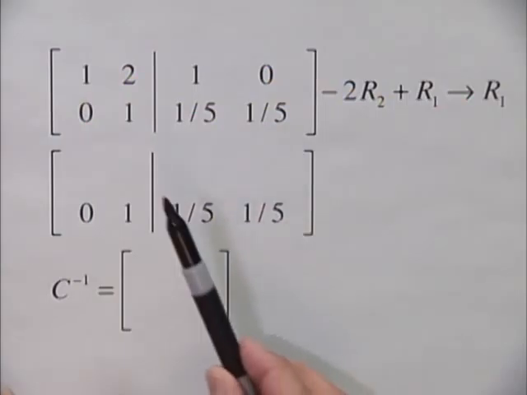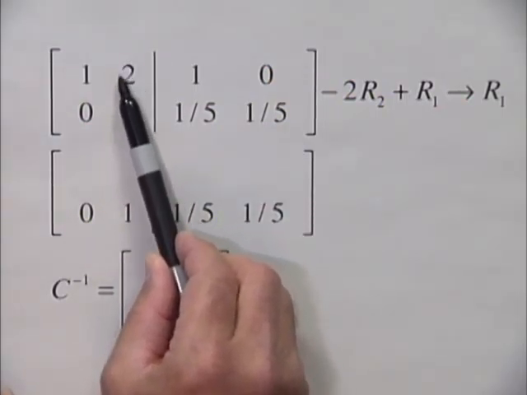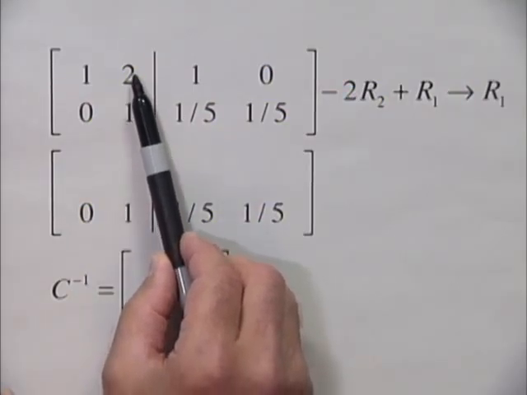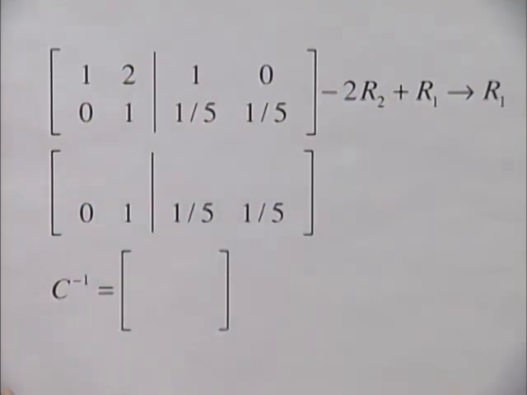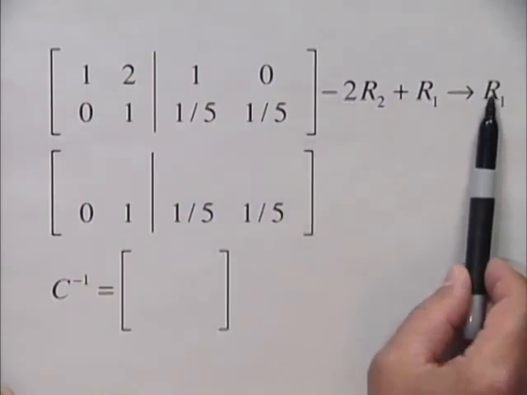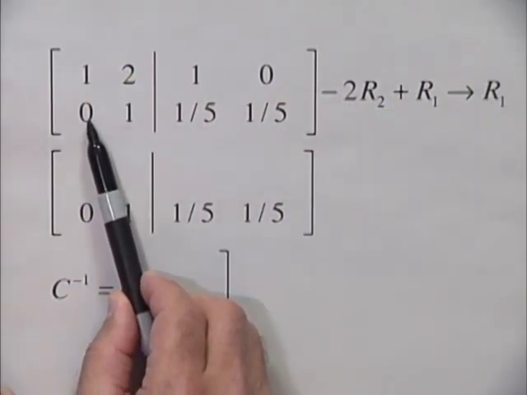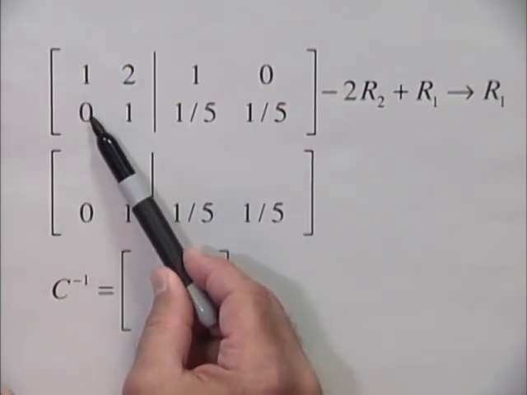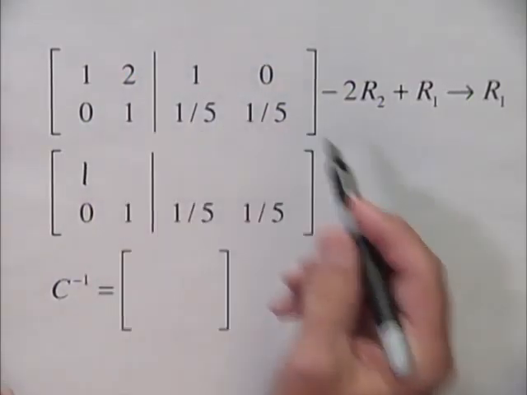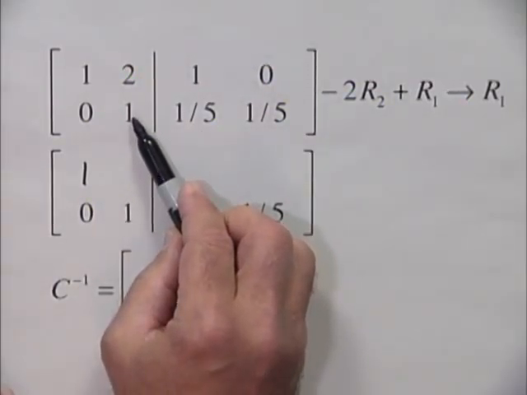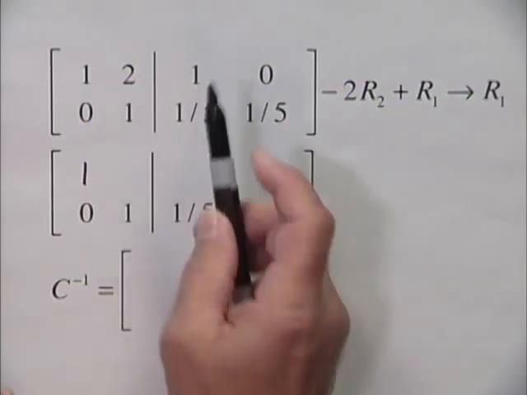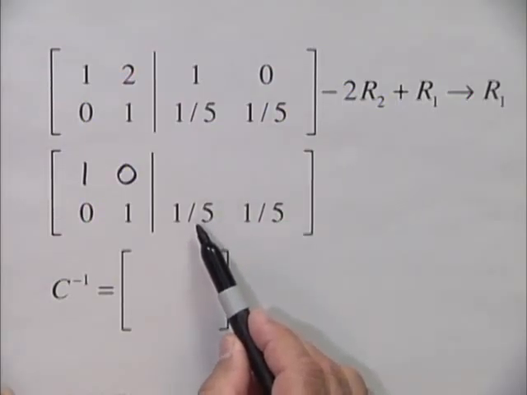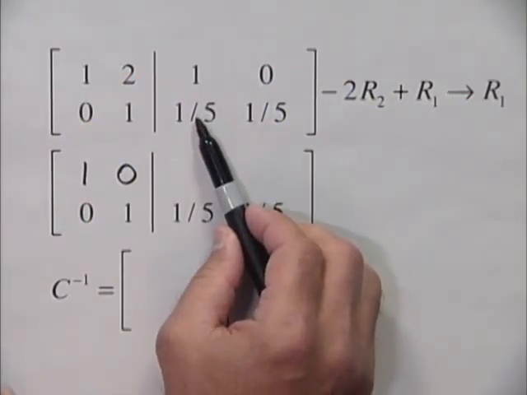The reason we're doing this is we're attempting to get a 0 in this position, and that would involve multiplying row 2 by negative 2 and adding it to row 1. So let's begin. Negative 2 times row 2. Negative 2 times 0 plus 1 would be, of course, negative 2 times 0 is 0, plus 1 is 1. Negative 2 times 1 is negative 2, plus 2 is 0. Negative 2 times 1/5 is negative 2/5 here.